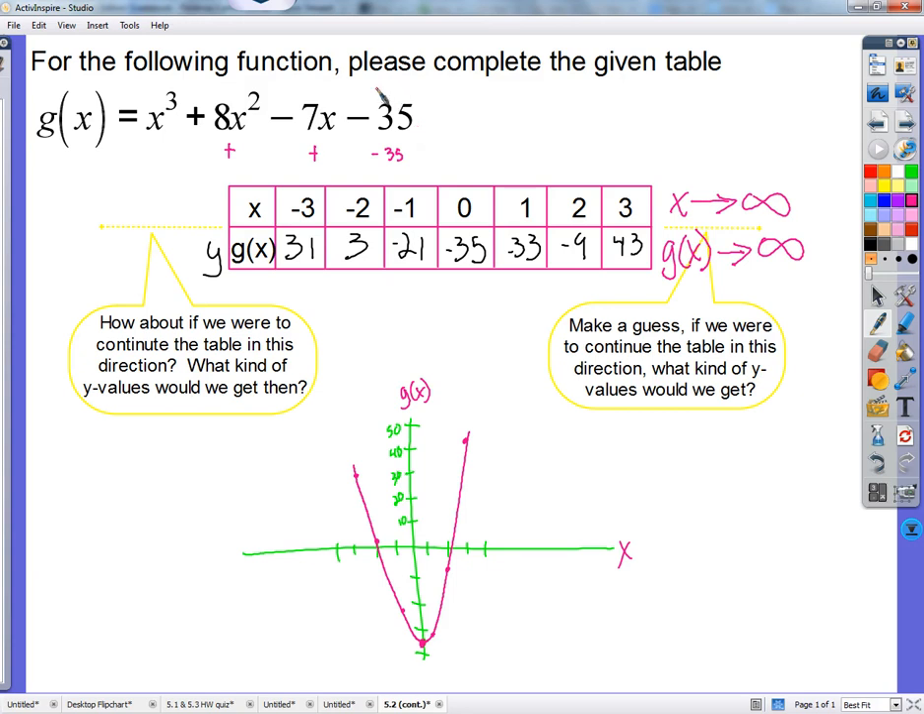So if we were to not subtract 35, but maybe add 5, okay? That would be 40 higher than what this is. This is at negative 35 right now. Then it would be up in here. So it would look exactly the same. The curves would be exactly the same, except that they would be higher, because we haven't subtracted 35, we actually added 5 to this whole thing. Okay. So if you had something to the 7th degree, it could cross the x-axis 7 times. Possibly. Not a guarantee, but it's possible.